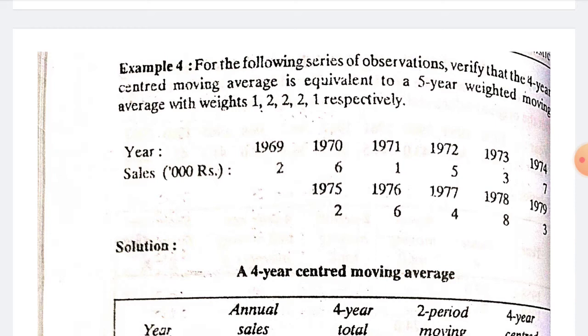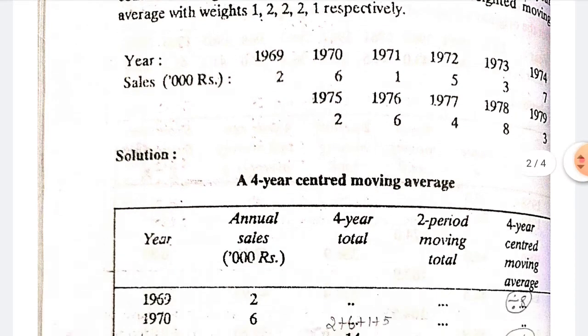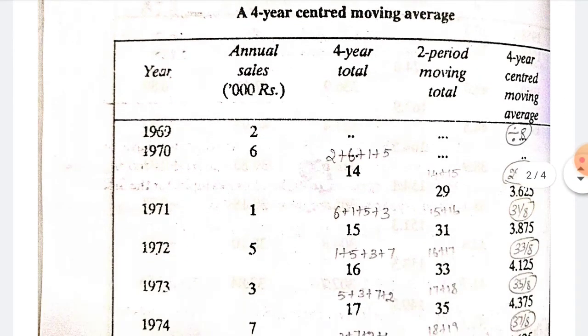The years are 1969 to 1979, and the sales are also given in 1000 rupees, that's why they put 3 zeros. So 1969 means 2000, 1970 means 6000, and like this we have the values. For the 4-year centered moving average, you find it like this. For 3-yearly you add 3 years and divide by 3, but for the 4-year moving average, in the end you have to divide by 8. Like this you have to find it.